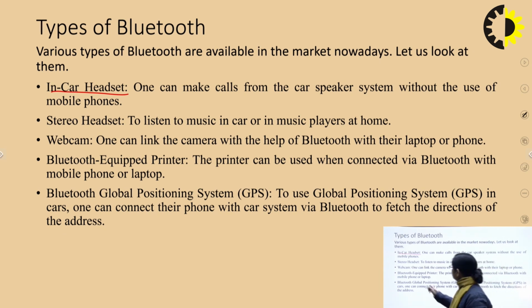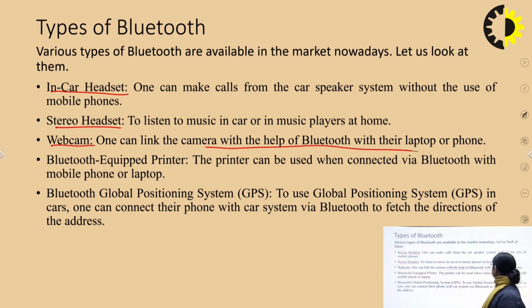Now, the stereo headset. Again, you can listen to music in the car or on a music player at home by using the stereo headset. Now, webcam. The webcam is also linked with the help of Bluetooth to laptops or phones.